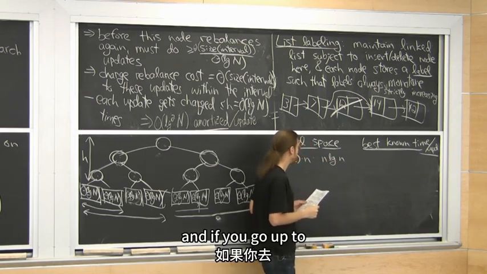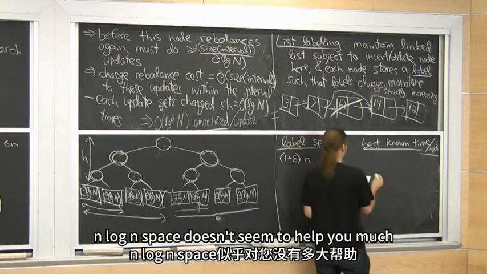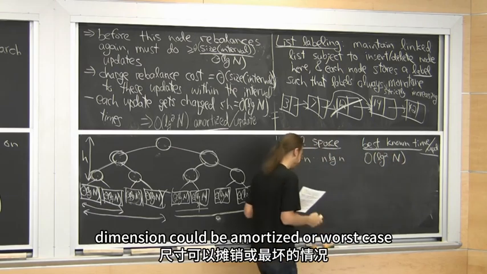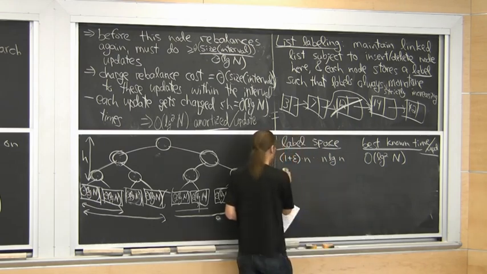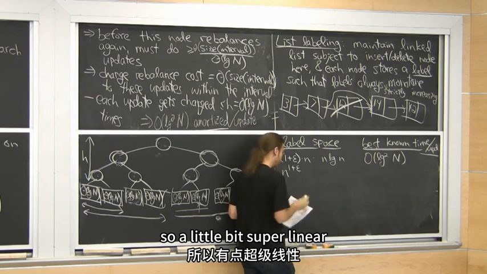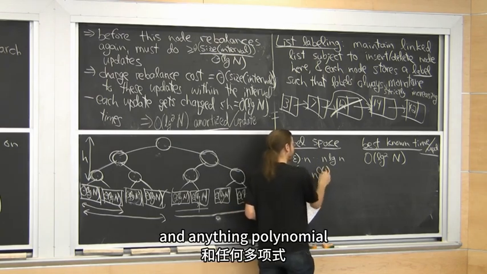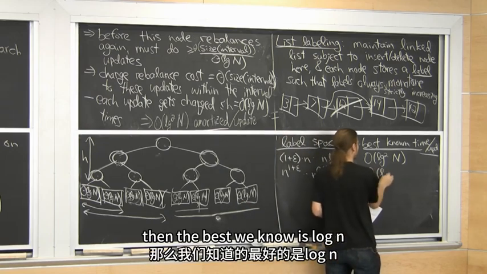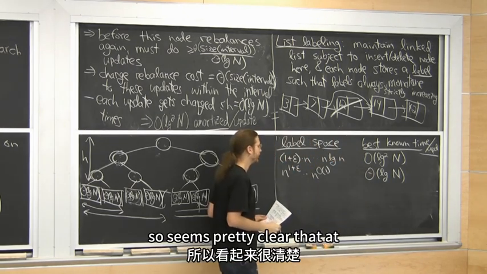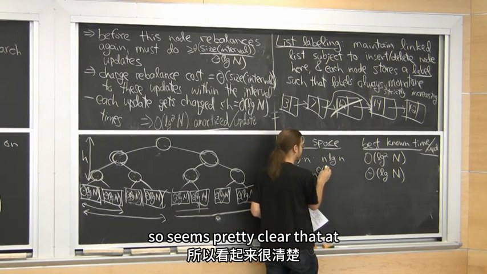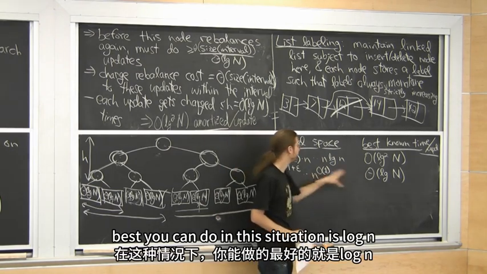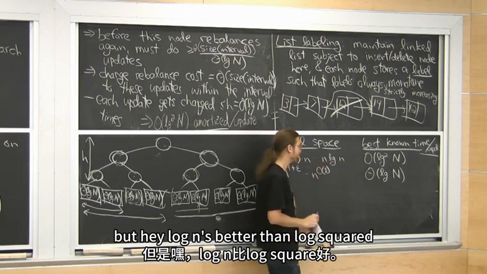And if you go up to n log n space, it doesn't seem to help you much. Best we know is log squared n. As I mentioned, it could be amortized or worst case. If you bump up the space to n to the 1 plus epsilon, so a little bit superlinear, and anything polynomial, then the best we know is log n. And there's actually a lower bound for this result in a particular model. So it seems pretty clear that, at least for this style of data structure, the best you can do in this situation is log n. But hey, log n is better than log squared.